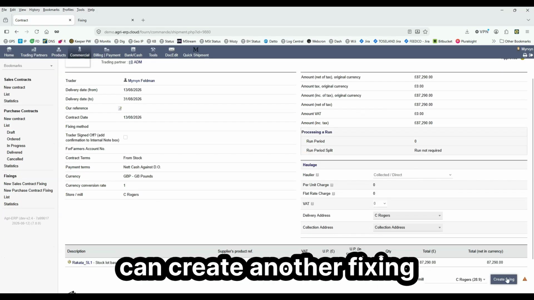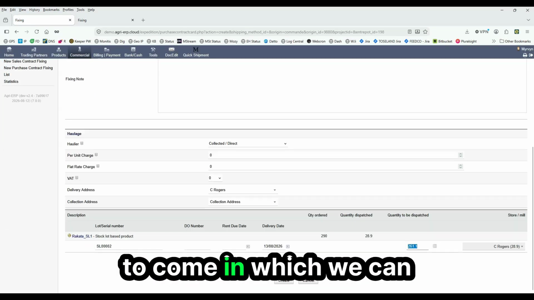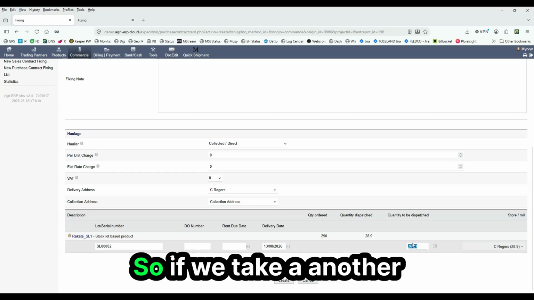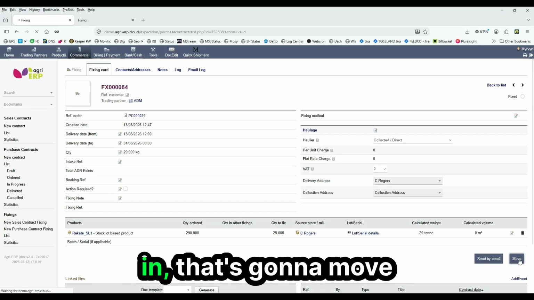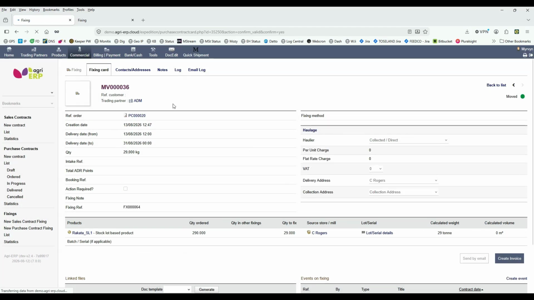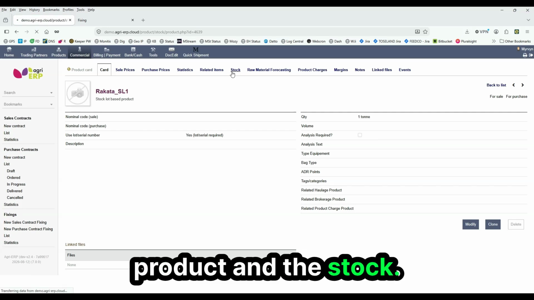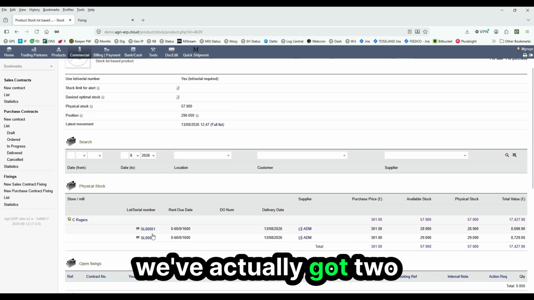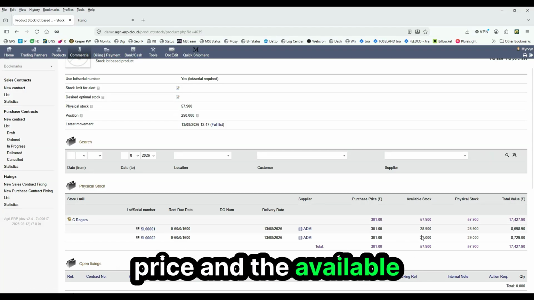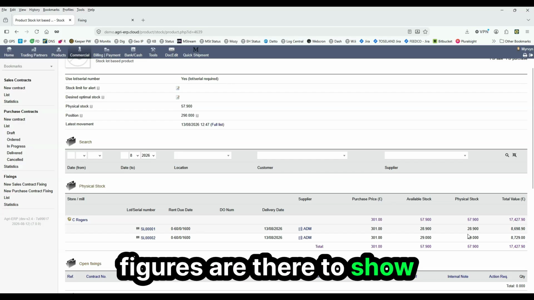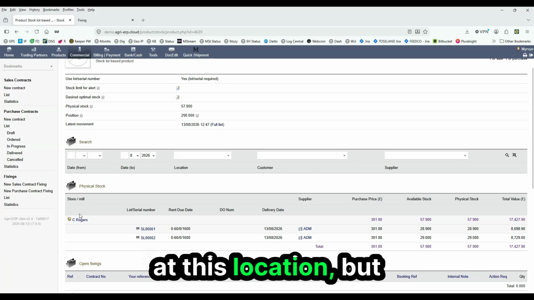And if we go to fixings, we can create another fixing here. It's showing the balance that's due to come in, which we can either accept or change. So if we take another 29 tons, and say that all came in, that's going to move. And again, go into the product and the stock. Now we can see we've got 2 stock lots below being generated because they came in at different times. They were at the same price, and the available stock and physical stock figures are there to show us what is available. So overall, we've got 57.9 tons of this product at this location.